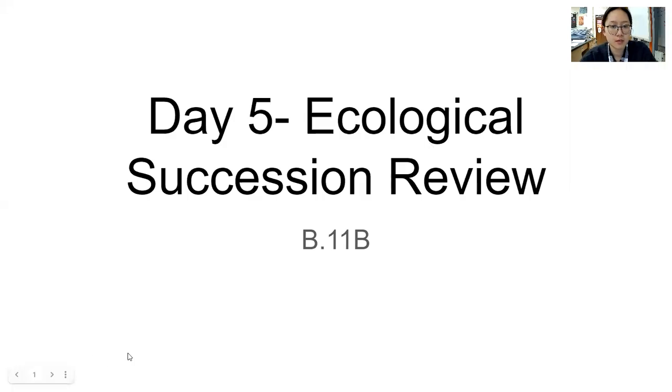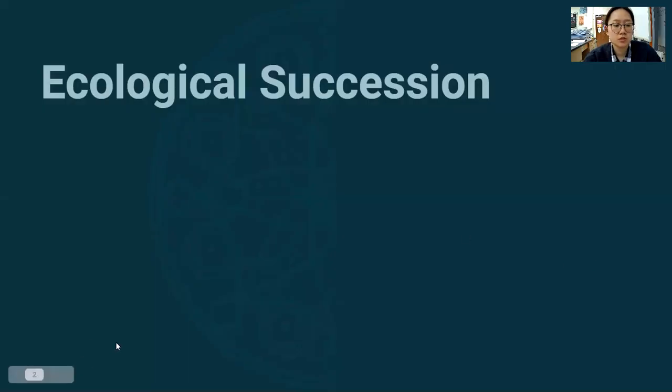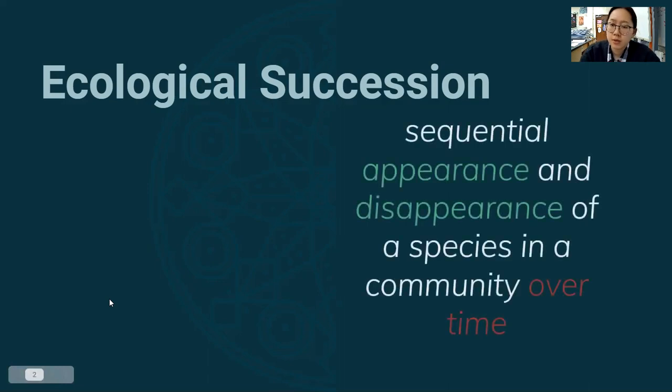All right, so we have a short section today on ecological succession, which is going to be B11B. So ecological succession is sequential appearance and disappearance of a species in a community over time.